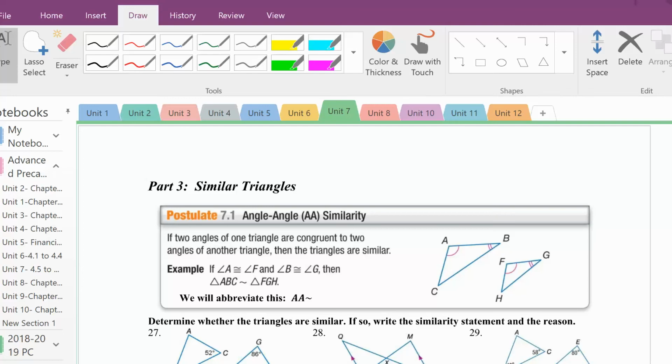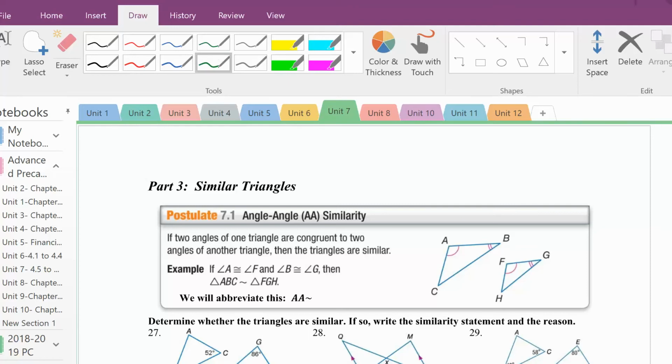Welcome to Unit 7, Part 3 video on similar triangles. Now, just like proving triangles congruent, there are certain shortcuts to prove triangles similar. They are not the same, but they're still shortcuts.